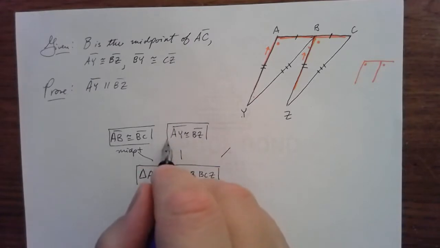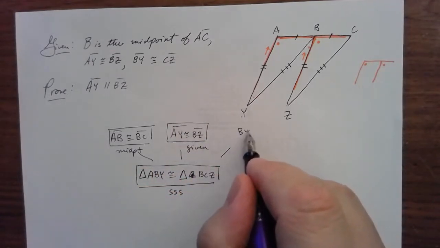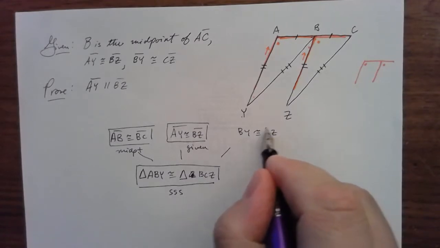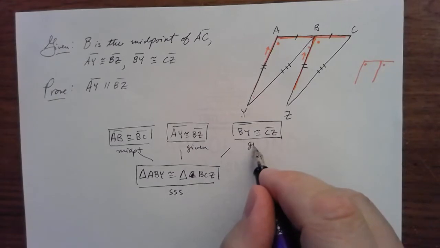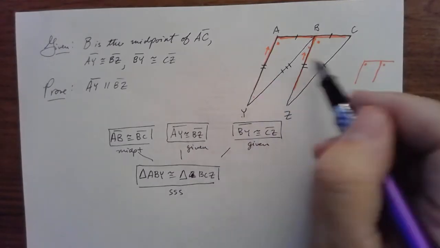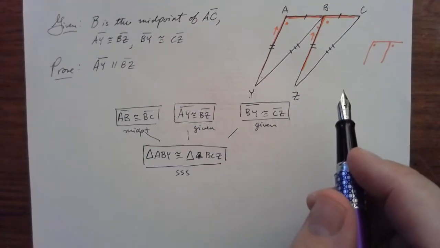So there's one pair of sides. There's my second pair of sides. There's my third pair of sides. Assembling all the information I need for my SSS argument. So therefore, these triangles must be congruent. Nothing new so far. So here's the new idea.